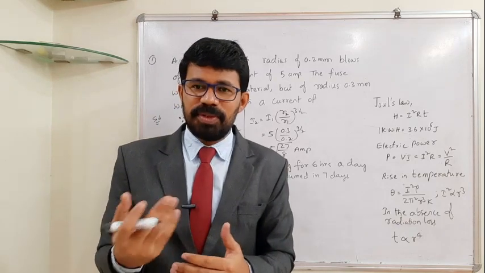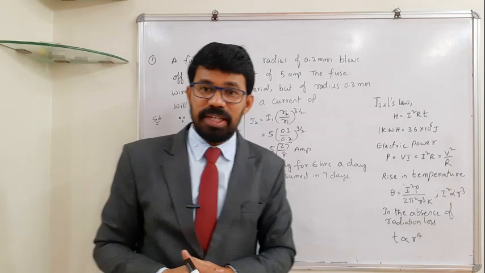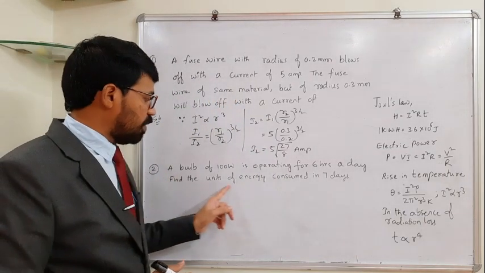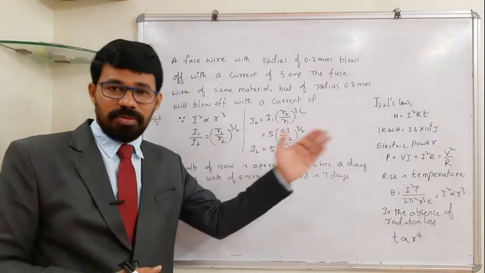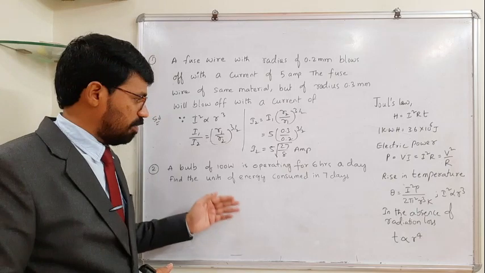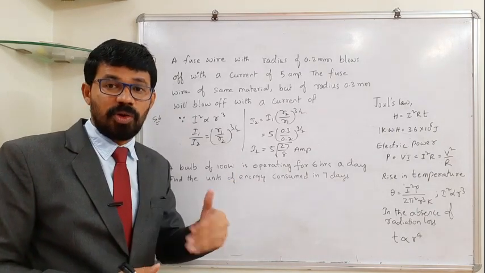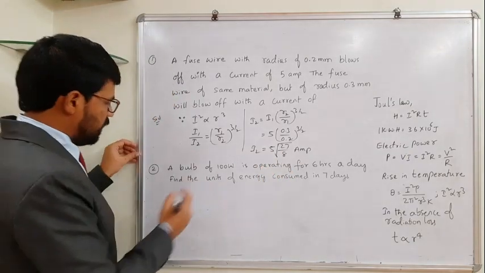So what do you mean by a unit of consumption? 1 unit of consumption is nothing but 1 kilowatt hour of energy consumption. So here, what is he asking about? He is asking about the number of units of energy consumed in 7 days. It means the number of kilowatt hours of energy in 7 days. How much energy is consumed? How many kilowatt hours of energy is consumed in 7 days? So let us find that out.